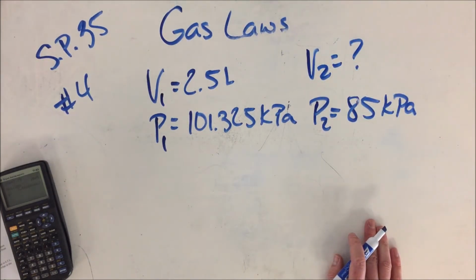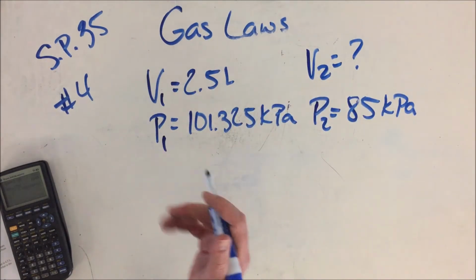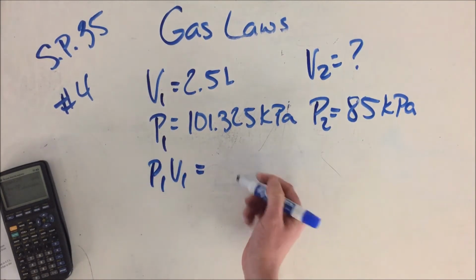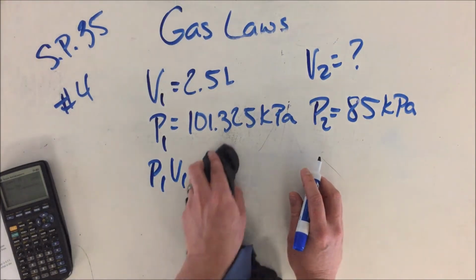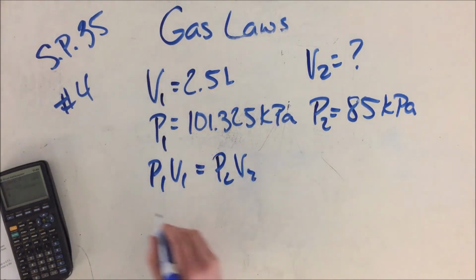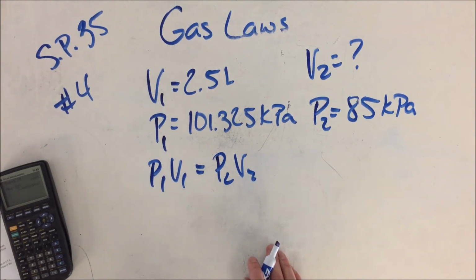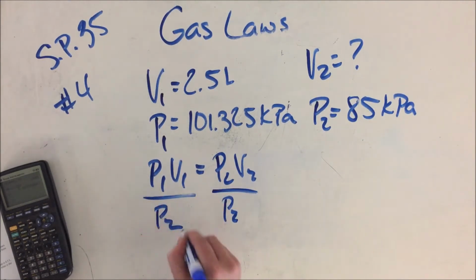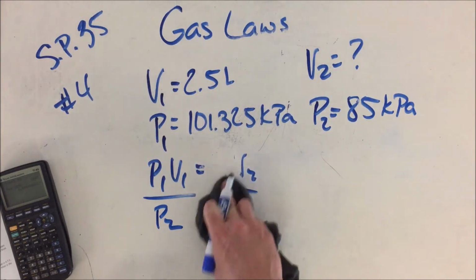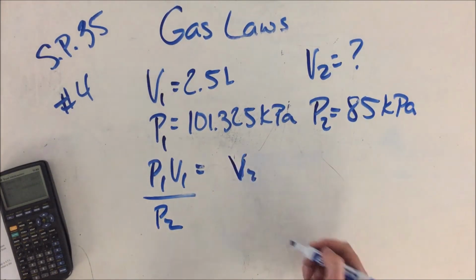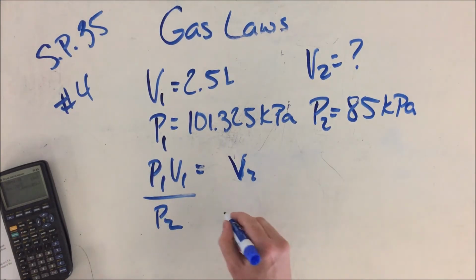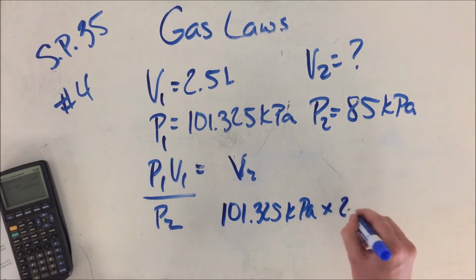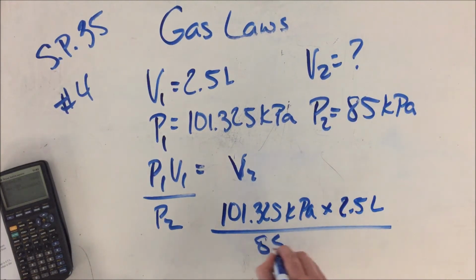I'm not going to do too much more of this problem because it's the same problem that we really just did, solve for V2. So we have P1 V1 equals P2 V2, because I got rid of my temperatures. Doesn't say anything about temperature in this problem, so I just got it out of there. So I divide this side by P2, divide this side by P2, and I get P1 V1 over P2 equals V2. So again, 101.325 kPa times V1, 2.5 liters, divided by 85 kilopascals.